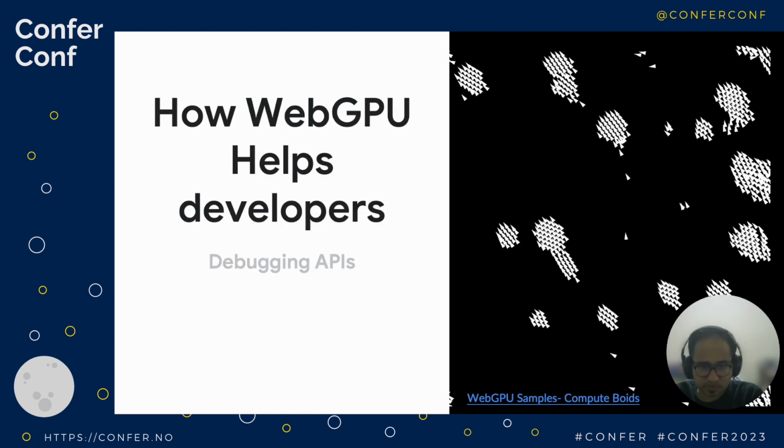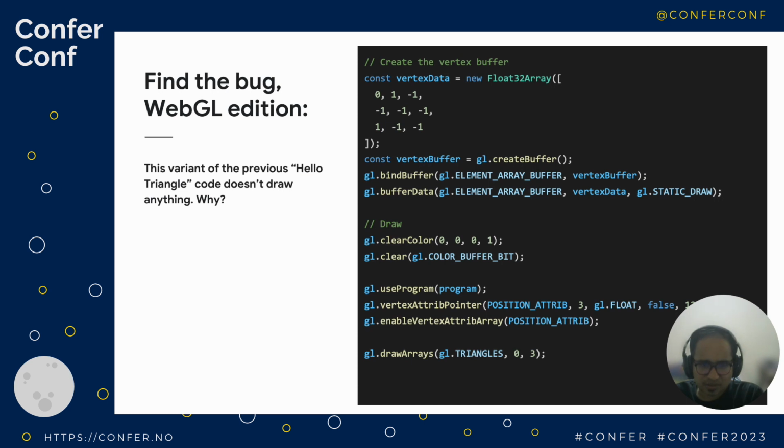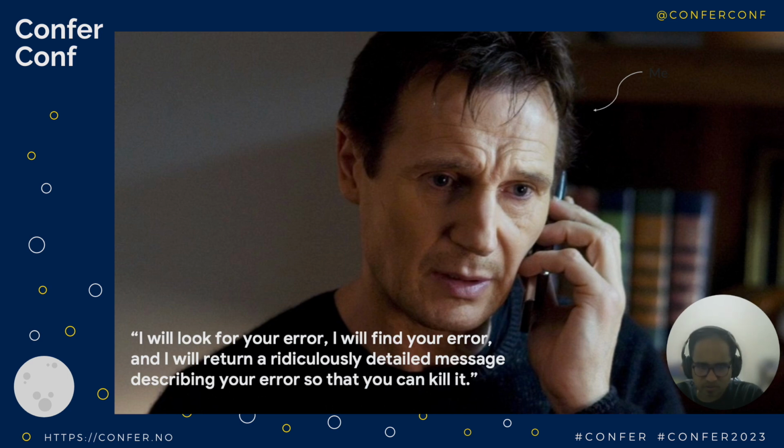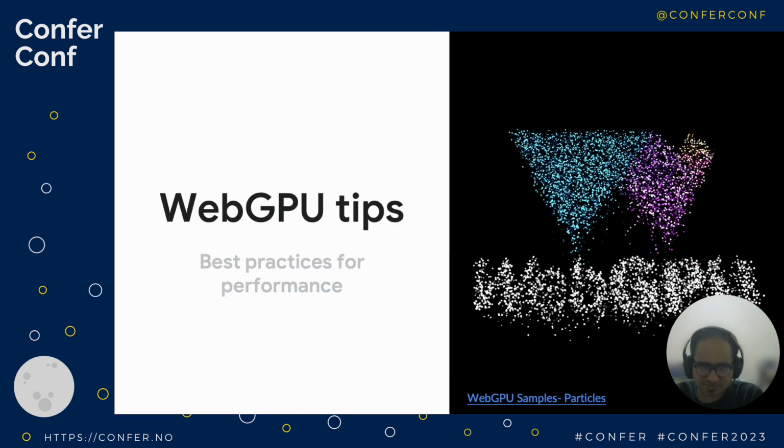Now, how does WebGPU help developers? Well, let's find a bug. This is the same hello triangle code which doesn't draw anything. Why? Well, in WebGL, debugging it mostly involves spamming your code with gl.getError, whatever you think the error was, then getting back one of a handful of enums that point vaguely in the direction of what the problem might be. This is similar to Python's print statement. It's not really effective. I took this really as a personal challenge.